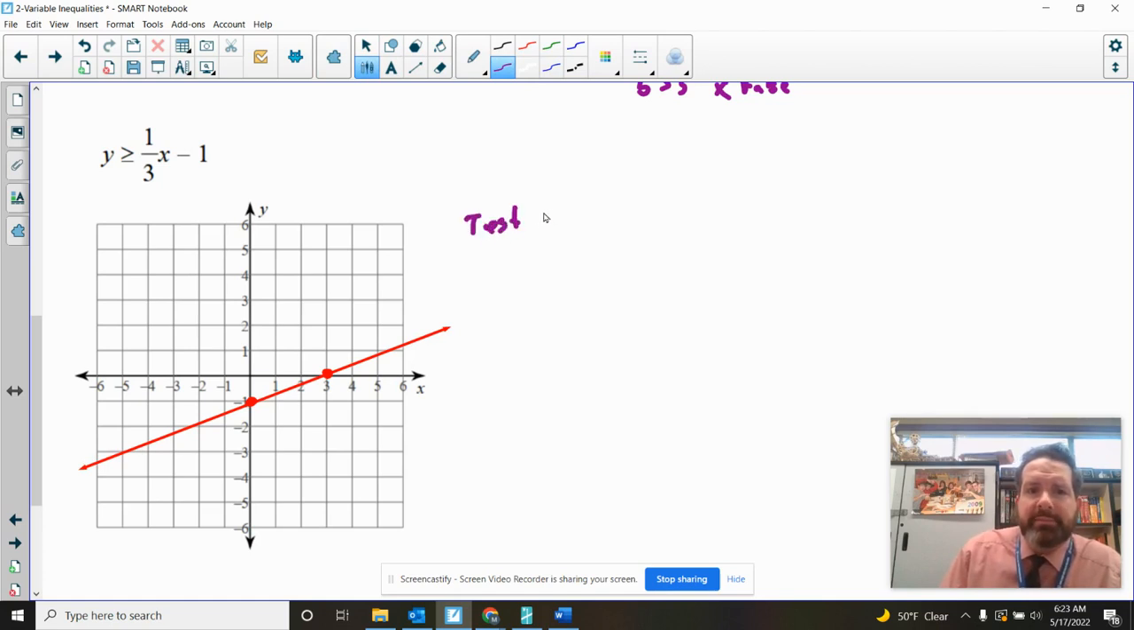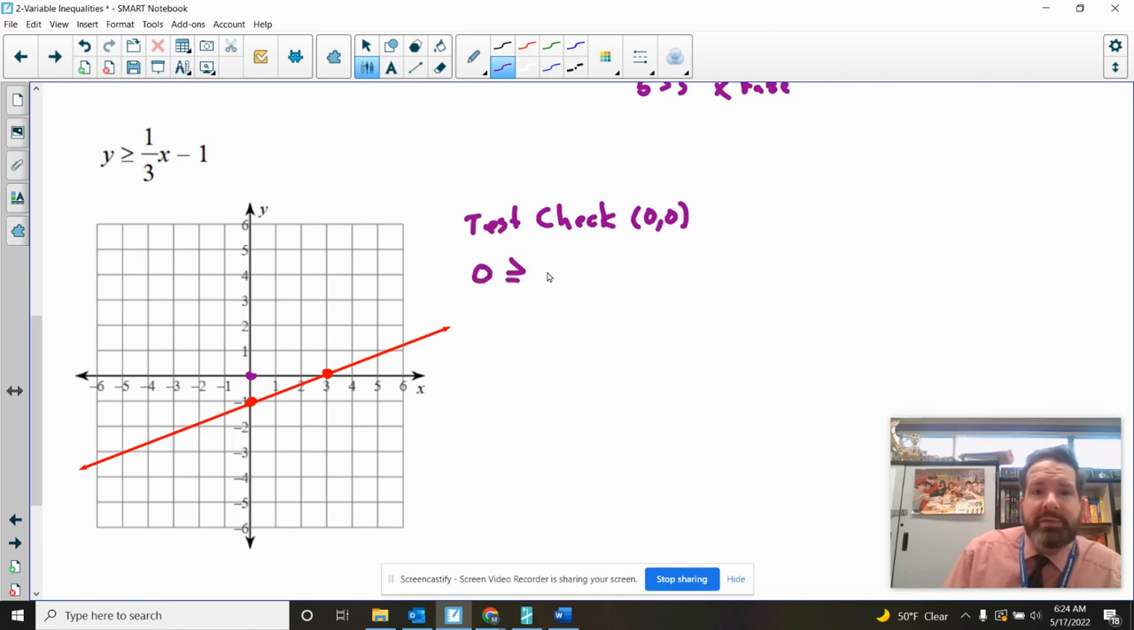For our first test check, I'm going to always recommend using 0, 0. It's the easiest. The only time you shouldn't pick that as your first test check is if it's a point that's actually on the boundary line. Then don't pick it. But otherwise, use that one.